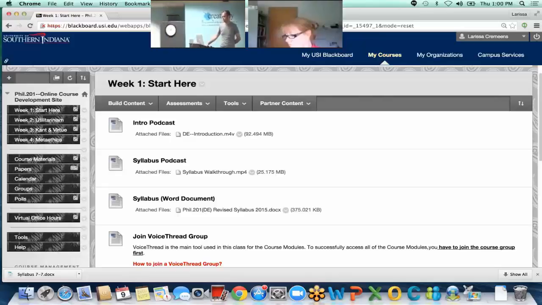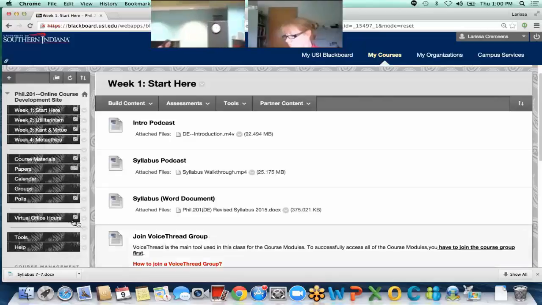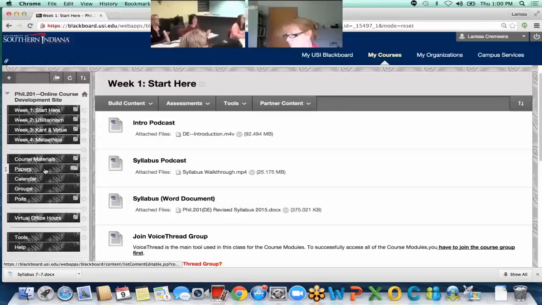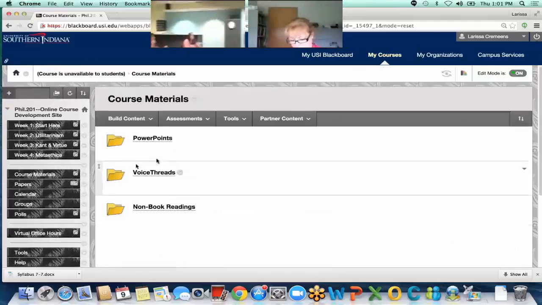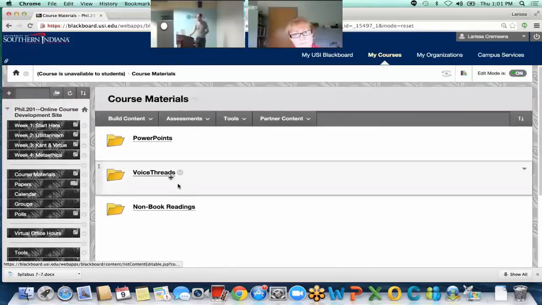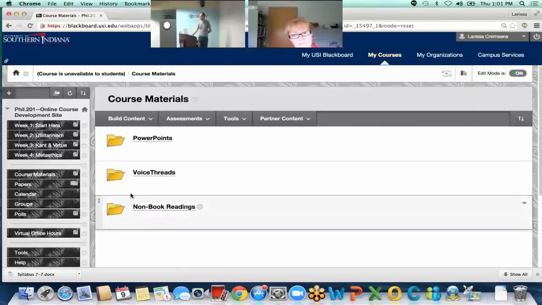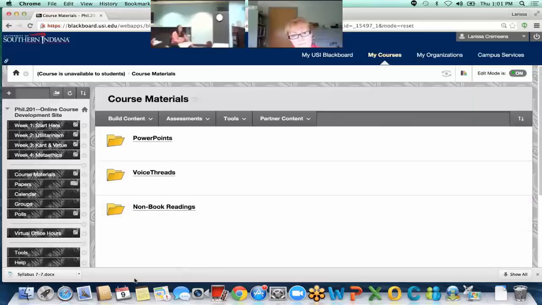And then under course materials are papers. Yeah, that's so they get the course materials with all the handouts. The course materials are there in case they want to see all the PowerPoints in one space or all the VoiceThreads. Yeah, this is something I really liked, that you organize your content in 2 different formats.